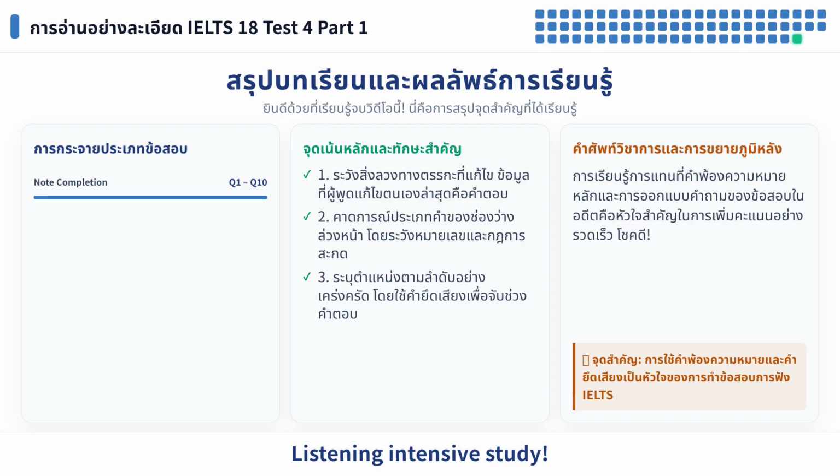So the answer is experience. Write it exactly as you hear it. Confirmed. Q6 is experience. Spell it E-X-P-E-R-I-E-N-C-E. For question 7, you need to write an adjective that describes a personal quality.